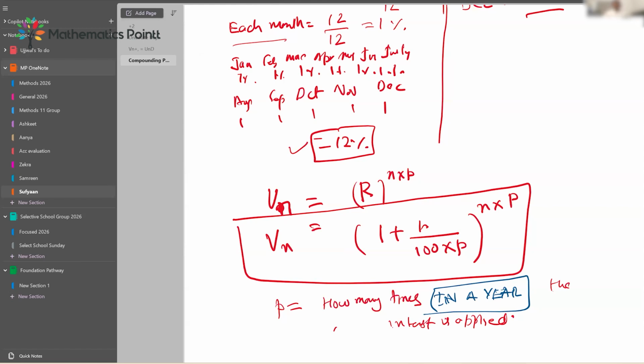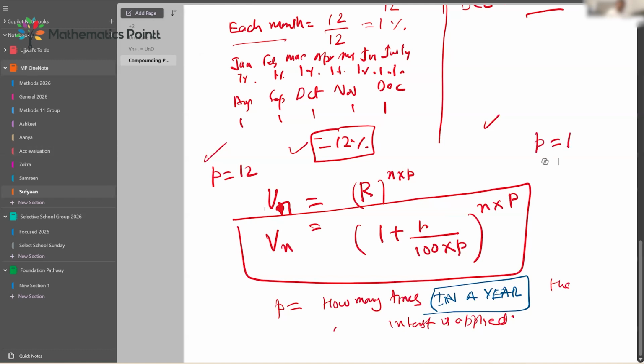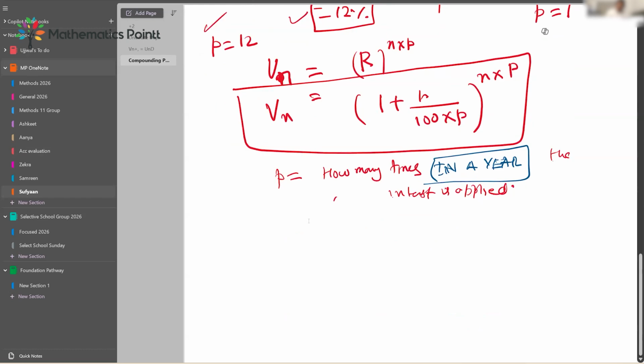That is P. In the first scenario, can you tell me here how many times have I applied? 12 times. Awesome. Whereas in this scenario, just one time. So P in this scenario is 12 and P in this scenario is 1. Let's try to put everything in the formula and try to work it out.